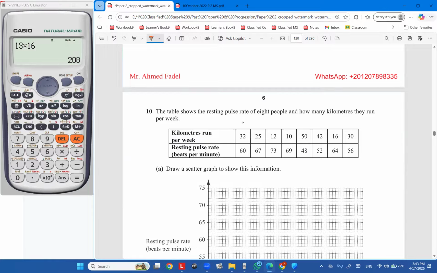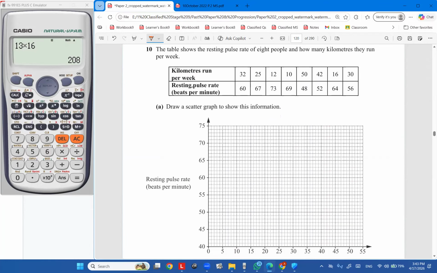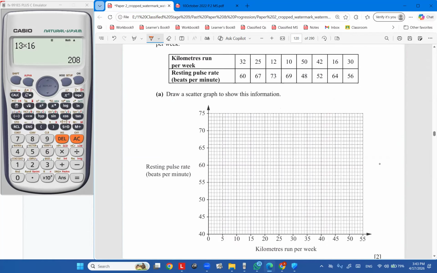The table shows the resting pulse rate of 8 people and how many kilometers they run per week. So here is the number of kilometers that they run per week and the resting pulse. So you need to put this on a scatter graph. So I'm going to do 32 until 60. So 32 kilometers, 30, 31, 32 is here. But I need to go up until I reach 60 beats. So from 32, you need to go up until you reach 60 beats, which is this one. And you put an X. This one is 32, 60.